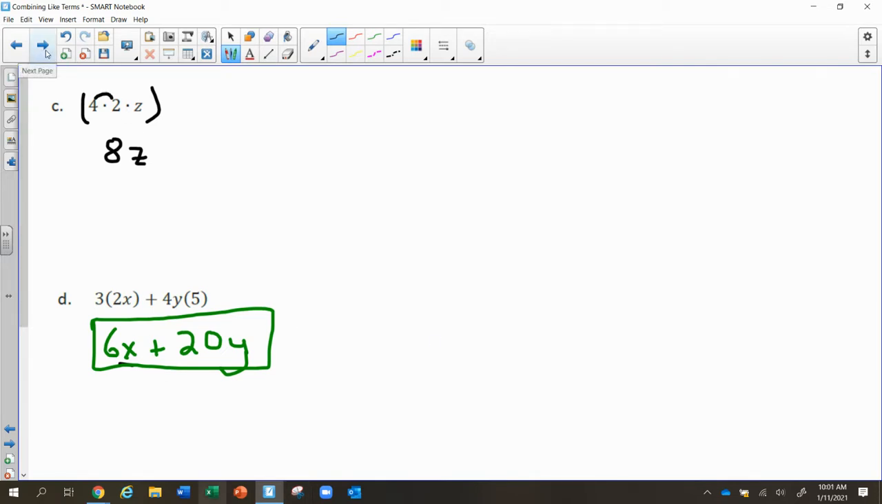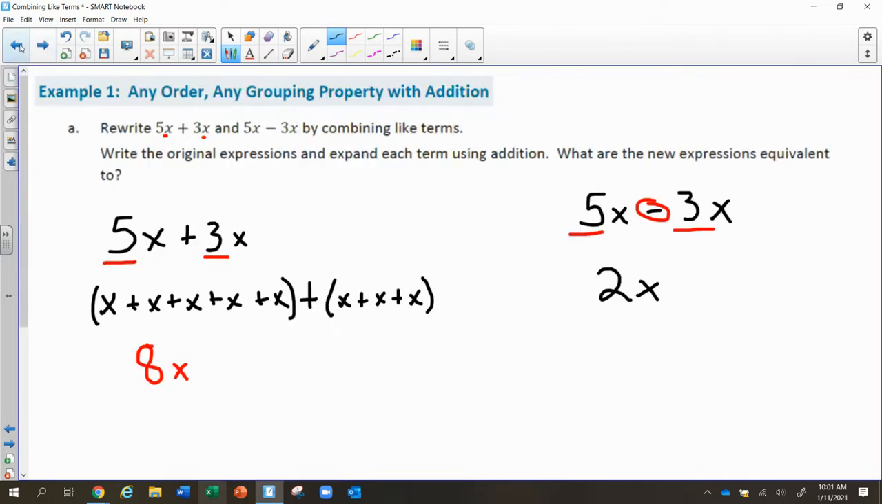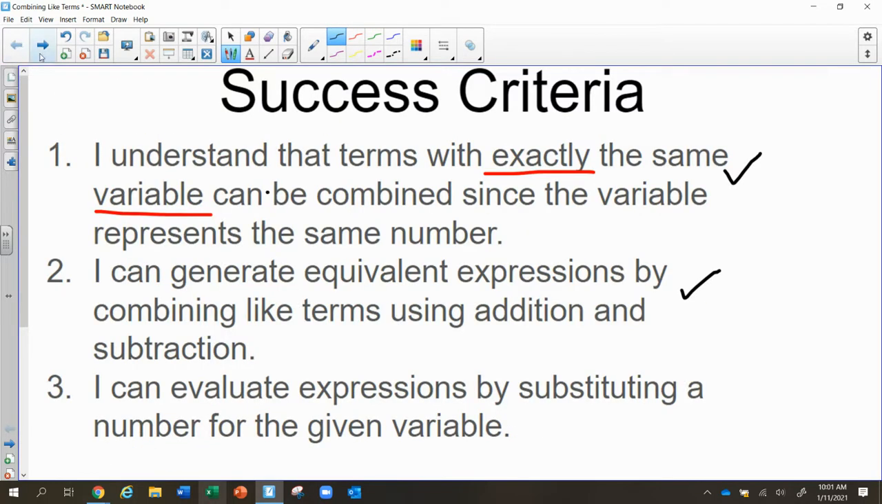So I'm going to stop there. There's a few more slides that we went over in class, but the video is already probably pretty long. And I just want to make sure that we can at least do these two things. So I can understand terms with exactly the same variable, so x's and x's, y's and y's, a's and a's, can be combined since the variable represents the same number. And then I can generate equivalent expressions by combining like terms using addition and subtraction. Well, that's what we were doing on those examples.